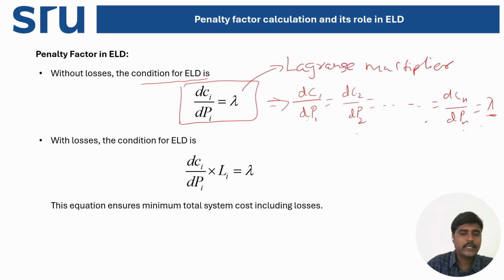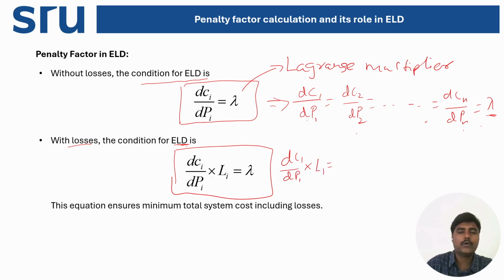Now, when it comes to the real power system, we have to consider the losses. Then the condition for economic load dispatch is given as dCi/dPi times Li is equal to lambda. This equation can be expanded as dC1/dP1 times L1 equal to dC2/dP2 times L2, and so on up to lambda.